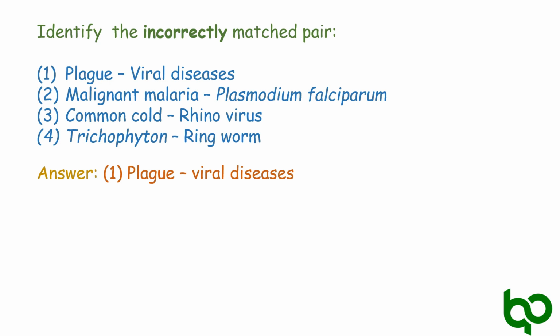It is an endemic disease reported by the World Health Organization, whereas typhoid is caused by Salmonella typhi and diagnosed by the Widal test. Malaria caused by Plasmodium falciparum causes cerebral malaria or malignant malaria, and the common cold is a viral infection caused by rhinovirus. So here the correct answer is option 1, plague as a viral disease.